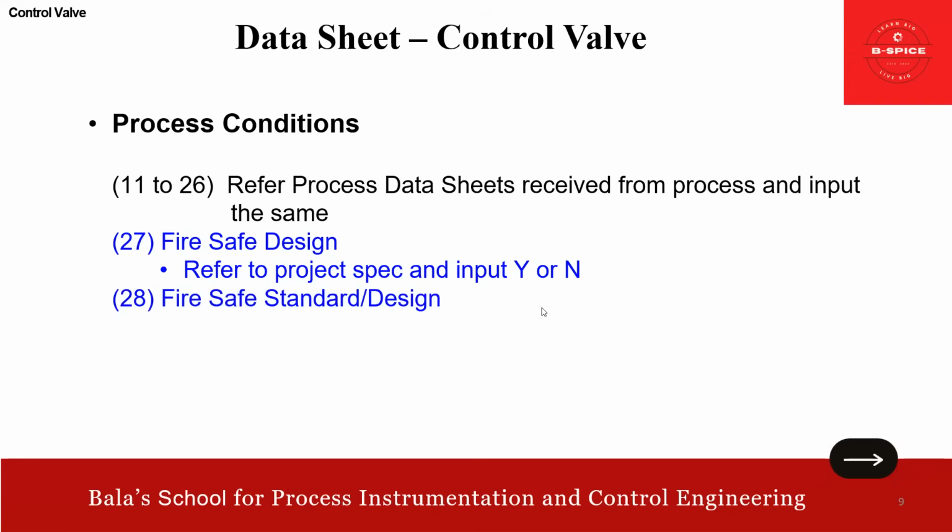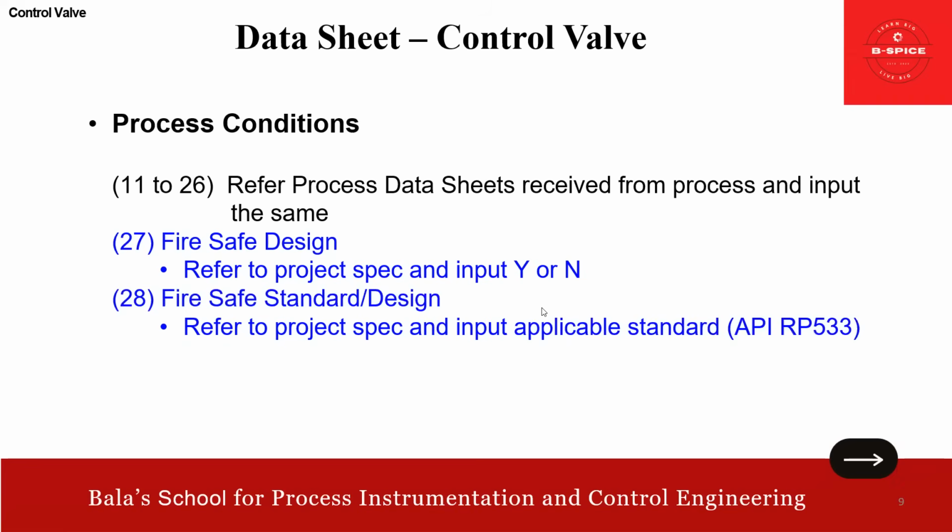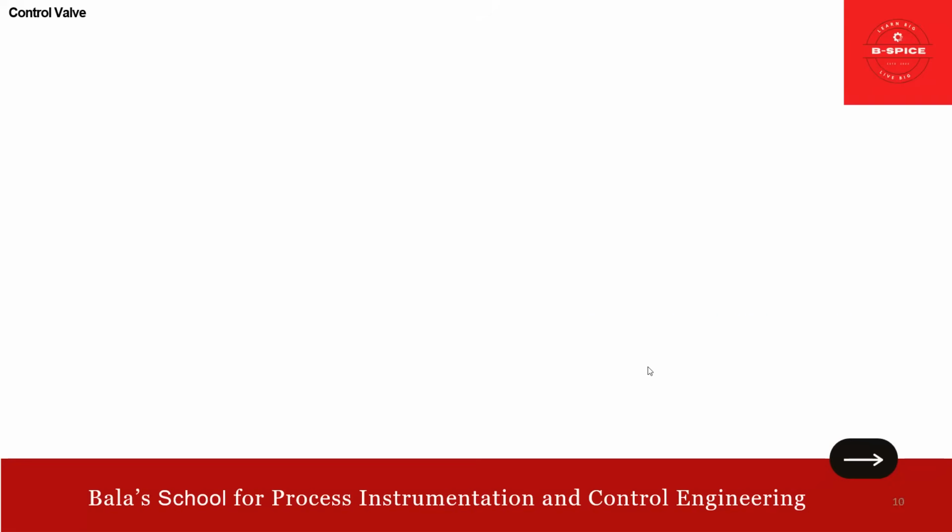And what is the standard adopted for this? In this case, you need to refer to the project spec and input it if applicable. For example, it should be in line with API RP 533. What API RP 533 is, we will discuss in separate videos. I'll be covering that, don't worry. Just remember this code reference for now.